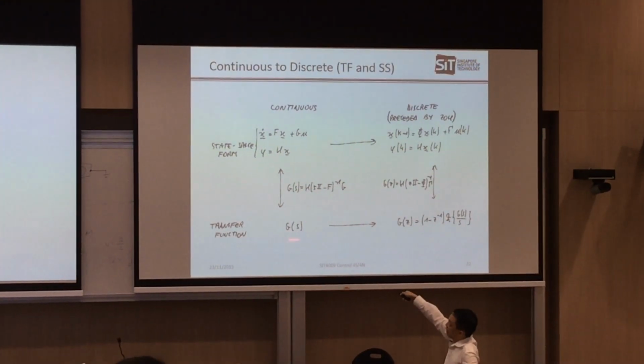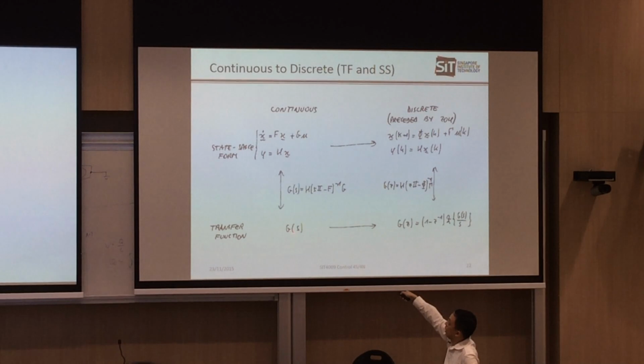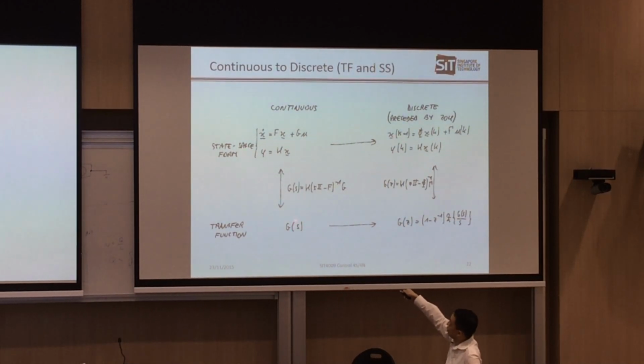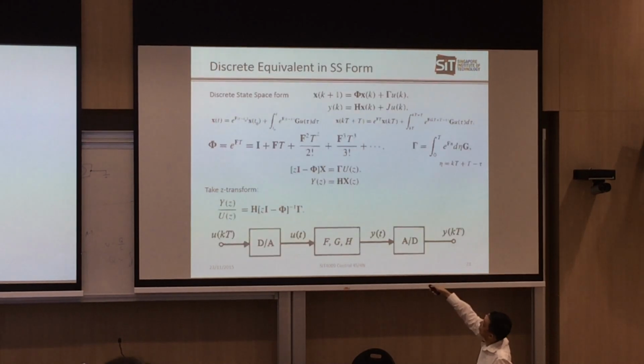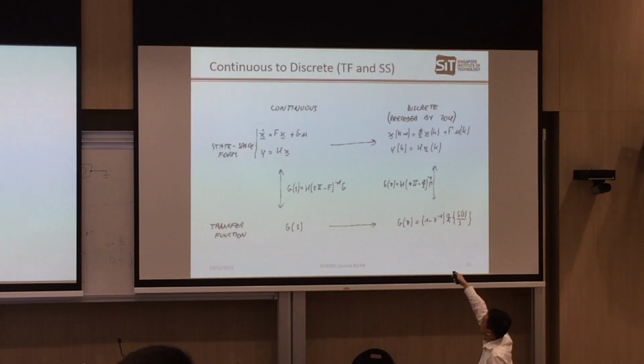This is your transfer function, G(s). So I believe in your analog control part, you have learned how to convert the G(s) to your state space. You can also convert your state space to the G(s). So now we have two ways to get discrete equivalent functions. One way is from the transfer function, you get your continuous state space function. Then based on this formula, you convert your coefficient matrices from the continuous domain to the digital domain. This is one.